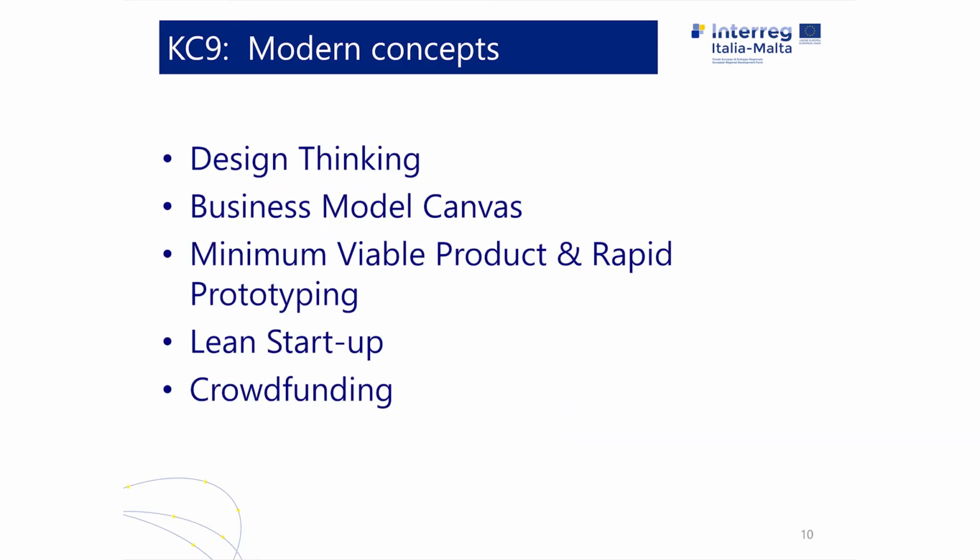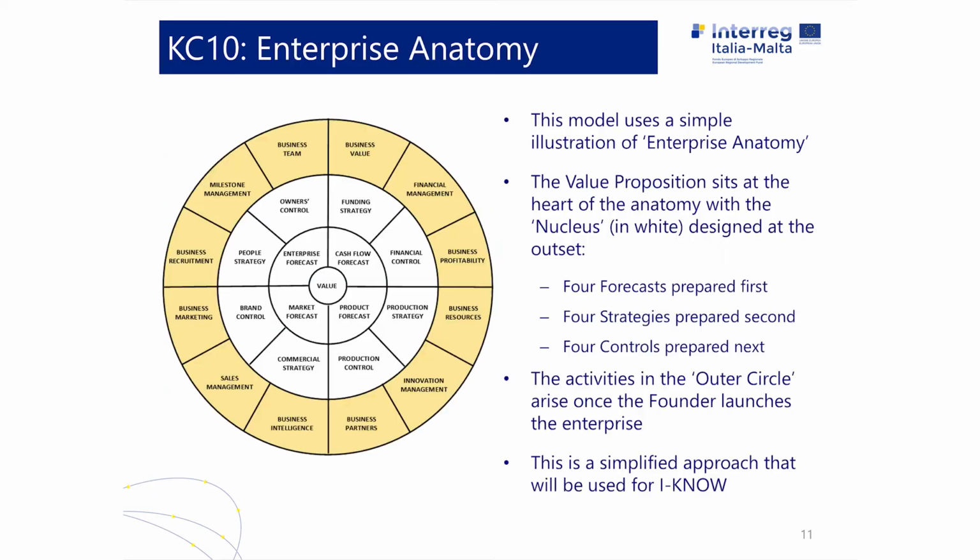Key Concept 9 are the modern concepts. Do go back and have a look at that presentation, because there are some links through to very useful short videos that you can see on the internet. But the modern concepts that are very popular are design thinking, the business model canvas, the minimum viable product and rapid prototyping, lean startup, and crowdfunding. None of these are adequate on their own, but they're very, very useful as part of an overall model.